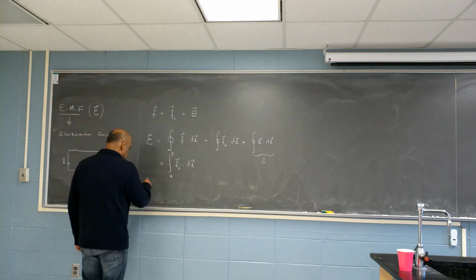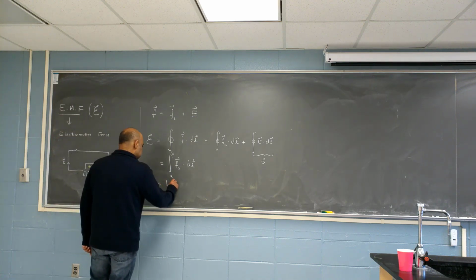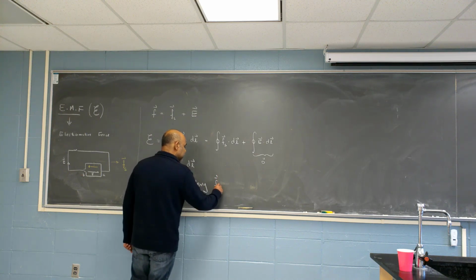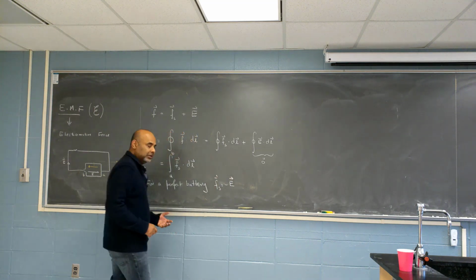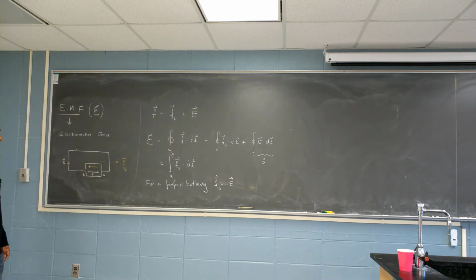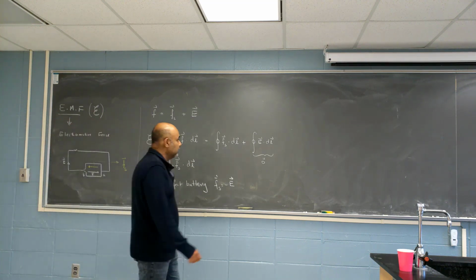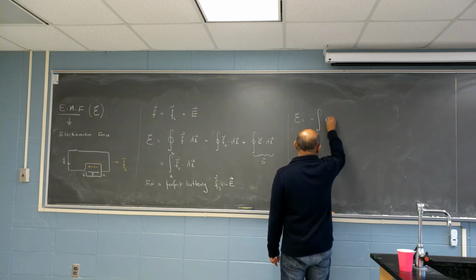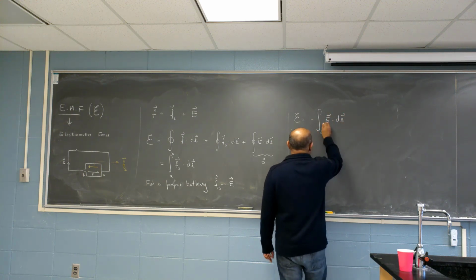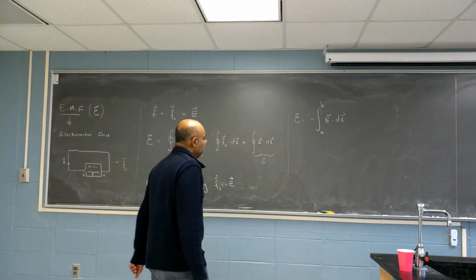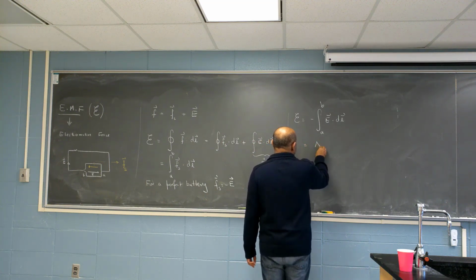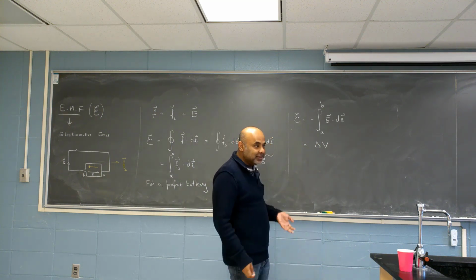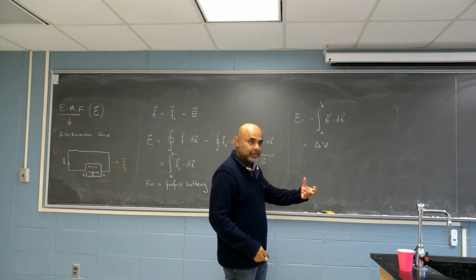Now, for a perfect battery, F of S is equal to the net force, just force per unit charge, just cancels out. So in that case, EMF is equal to E dot dl, and you can see that this is nothing more than the potential difference of the battery. In freshman physics, this is what we were just saying. It's the voltage in the battery. If you look at a 1.5 volt battery, the EMF is 1.5.